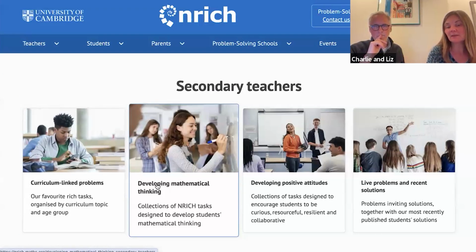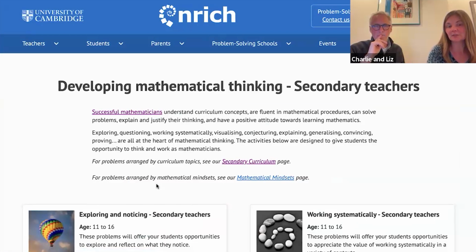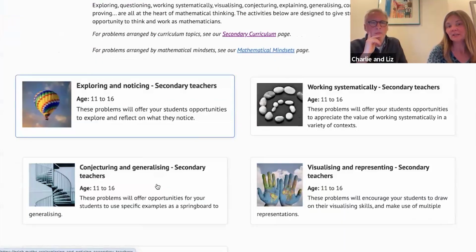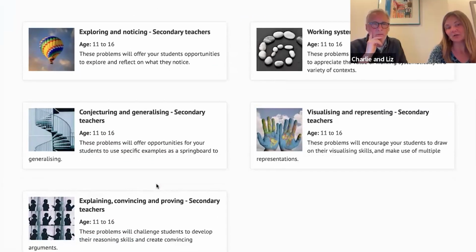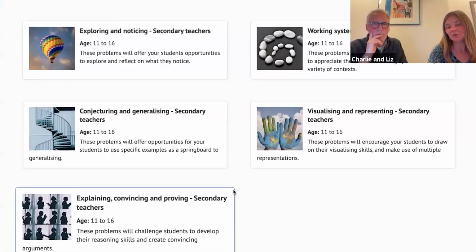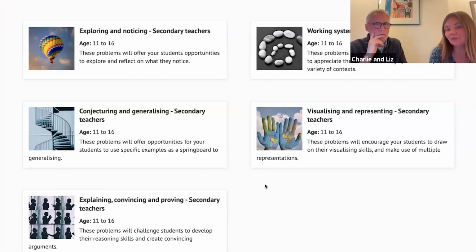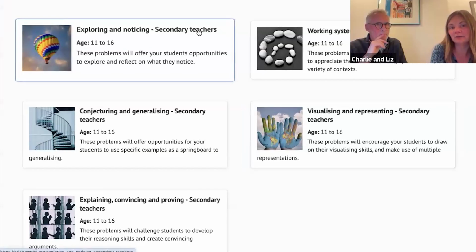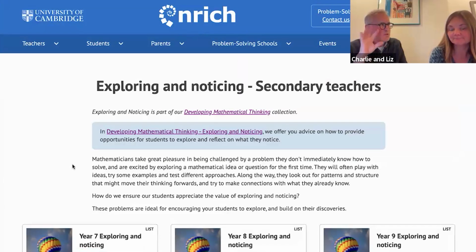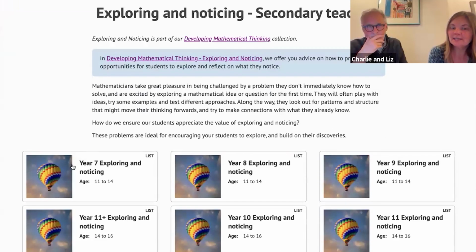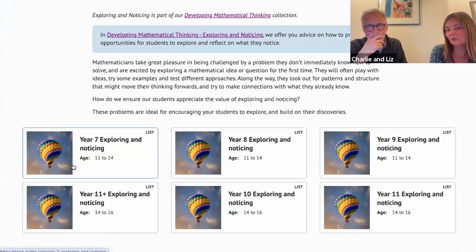If developing some of those mathematical thinking skills is something you'd like to think about in particular, then if you click on that second box, it takes you to this page and you've got a link for each of our 5 thinking skills. So for example, I might want to have a little look at exploring and noticing problems. So these are the 5 threads from the rope model. Thank you, Charlie. And you can see here again, we've organised these according to year groups. So these are still curriculum linked problems, but you're coming at them in a slightly different way.